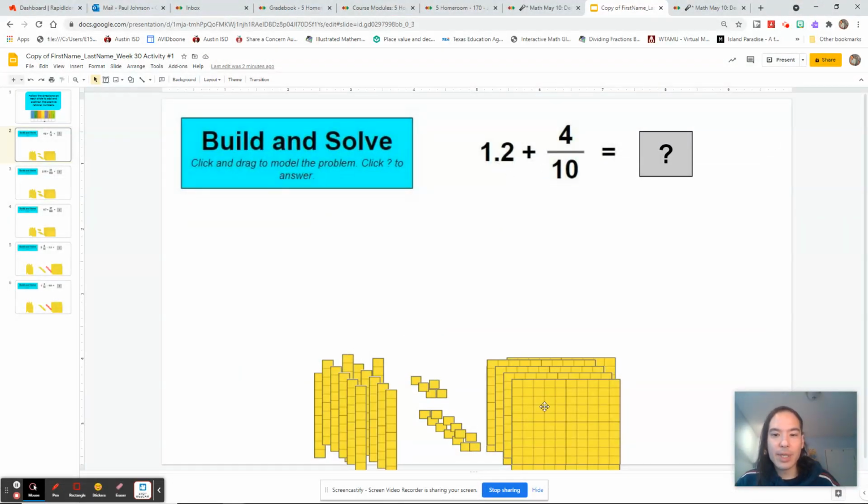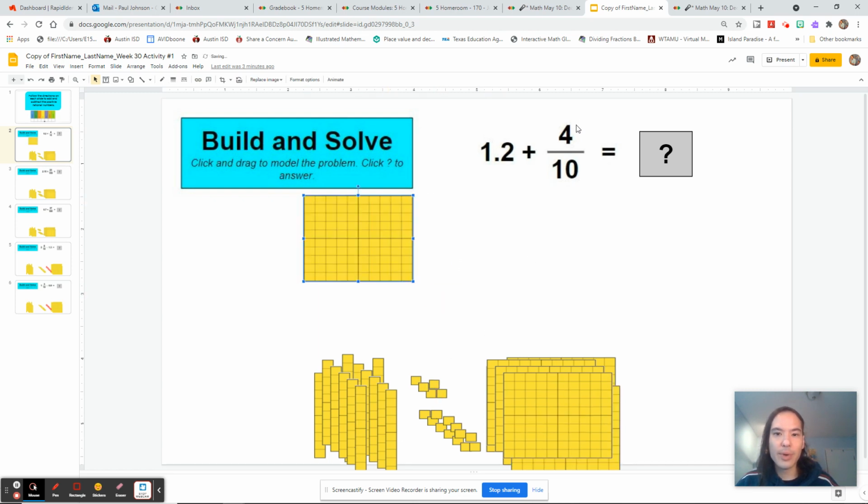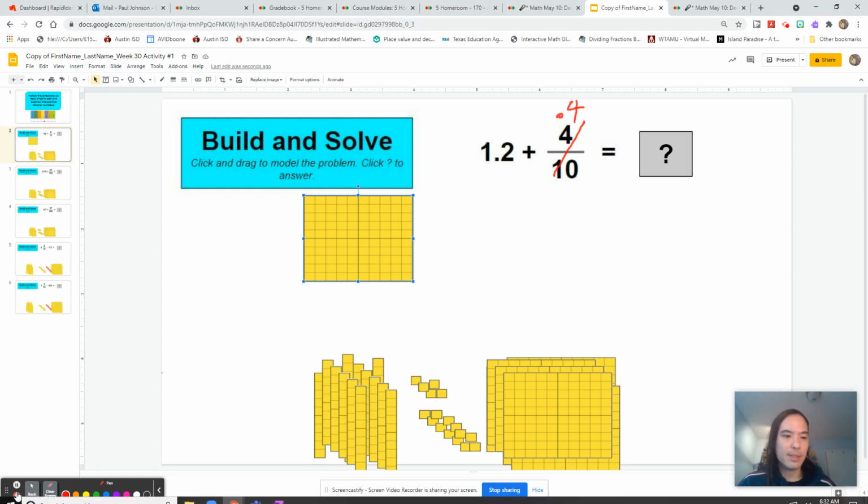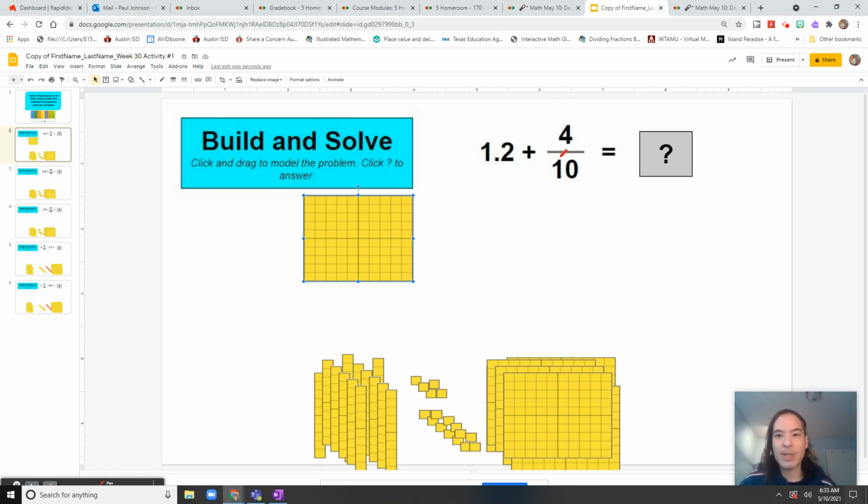Basically, what we are going to do is create equivalent fractions and decimals. So instead of using 4 tenths as the fraction, we could use 4 tenths as the decimal. Just say it out loud. 4 tenths is the same thing as the decimal 4 tenths. All right, 1 and 2 tenths plus 4 tenths, and that's what we're going to do.